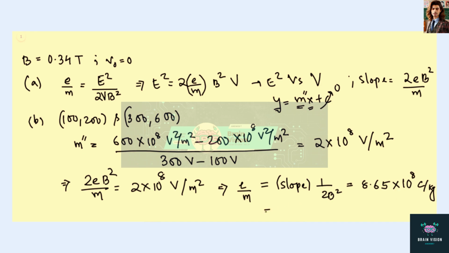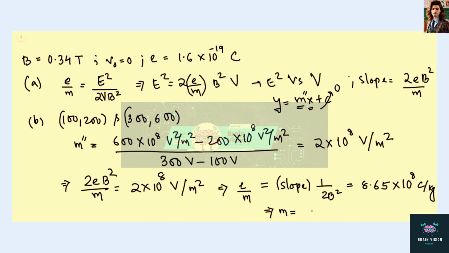This means that the mass is equal to the charge of the electron over this value, and the charge of the electron is 1.6 times 10 to the power minus 19 coulomb. We are just taking the magnitude of the electron charge. So the mass is equal to 1.85 times 10 to the power minus 28 kg.